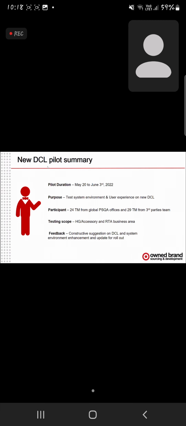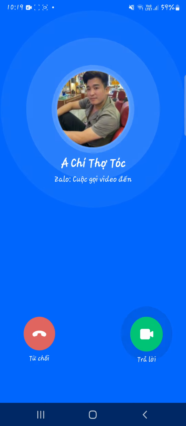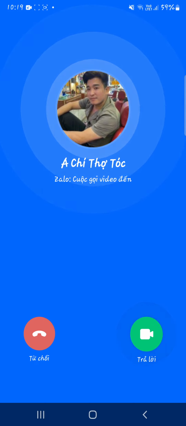We have 24 team members from Global Physical Office and 29 team members from the third-party team. So the testing scope is for hard goods, accessory, and IT business. During the inspection testing, we received some constructive suggestions on the DCL, and also the system environment has enhancement and update for the rollout on August 1st.